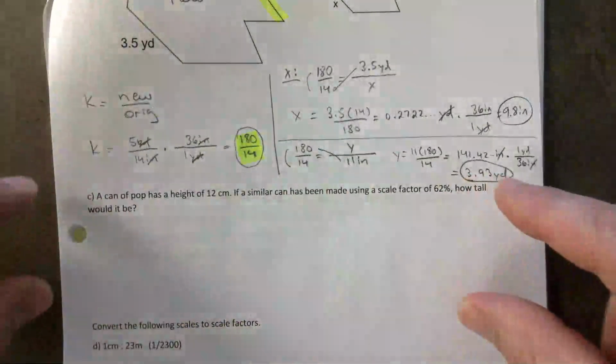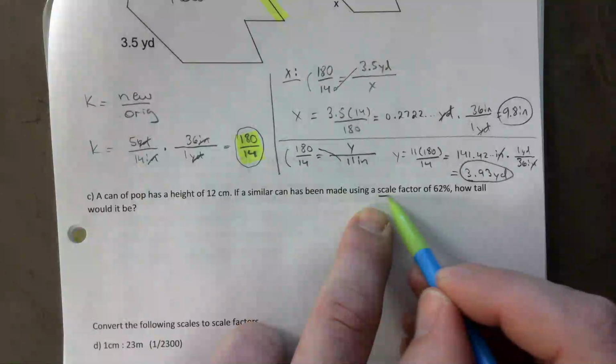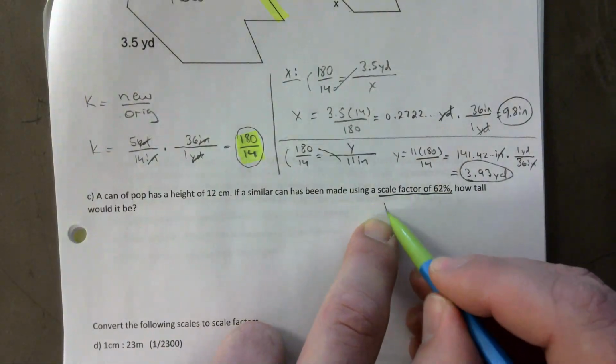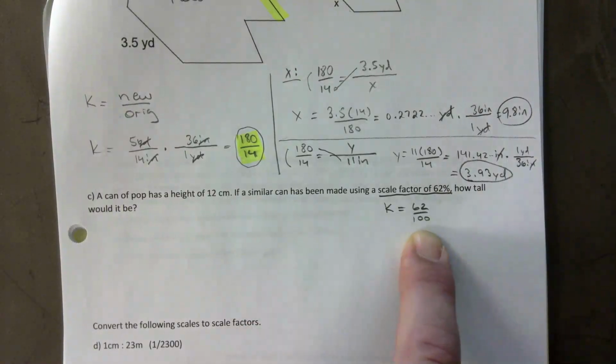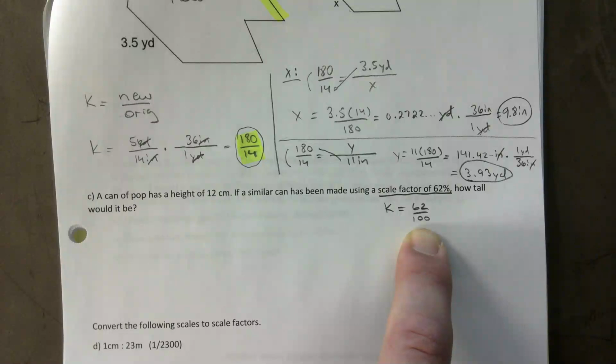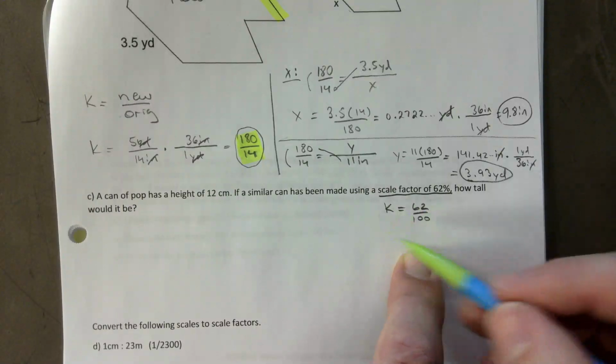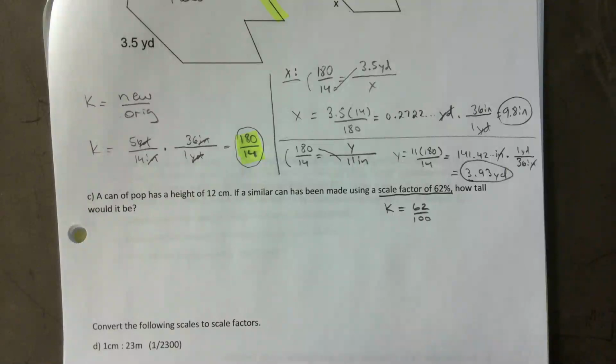So the pop can is also done similarly. Scale factor is given. If you see percentage, maybe keep it like that. Put it over 100 and use this to solve for the unknown. Okay.